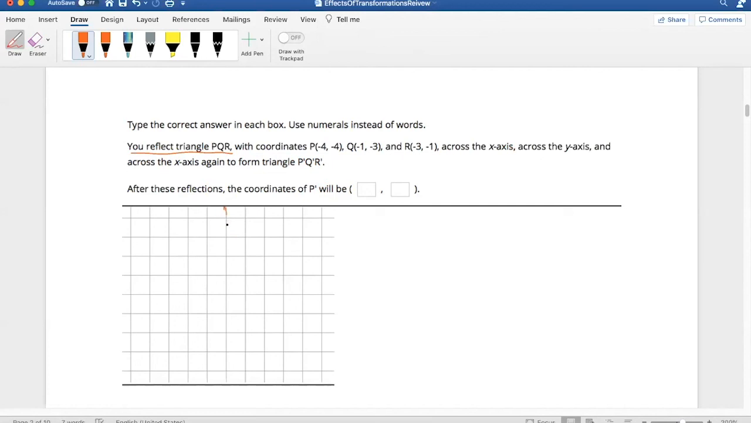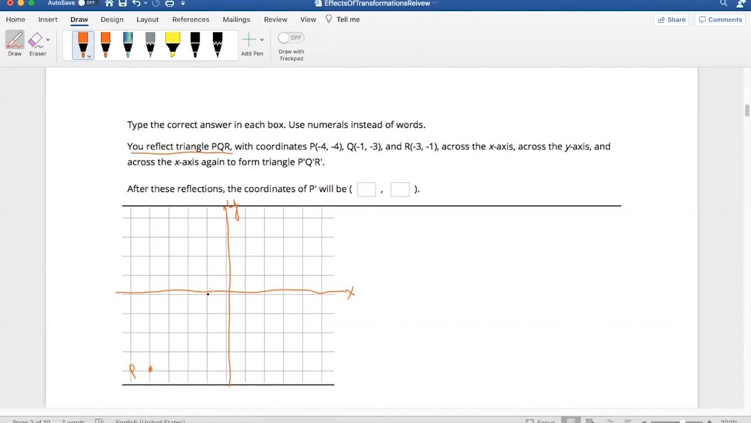I'm going to use some graphing paper here. Sometimes you're just going to have to graph it out, follow the directions. So that would be our x-axis, our y-axis. And let's go ahead and plot that triangle. So P is at (-4, -4). So 4 left and 4 down. That's going to be our P.